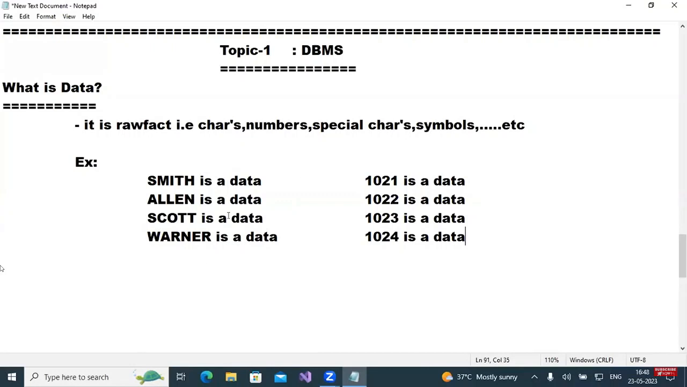But here I wrote Smith, Allen, Scott, Warner. These names we call data, but what do they represent? What do they predict? Are these employees, customers, students, product names, brand names, or locations? What do they predict?